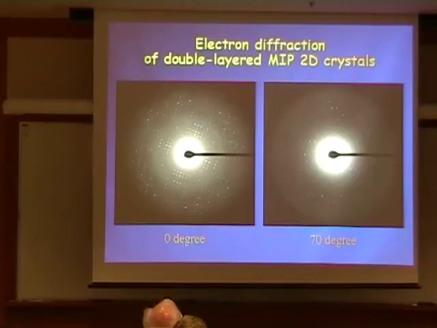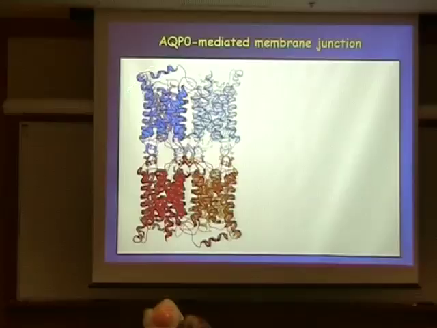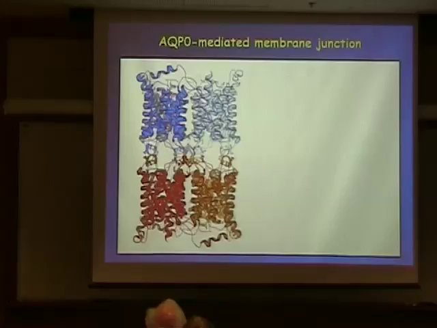And so we combined a bunch of these diffraction patterns, and indeed did molecular replacement, and Pjotr is going to talk about the details of how we did this. But by doing this, we really could get a structure of the membrane junction formed by AQP0, which is based on a 3 angstrom intensity data set.